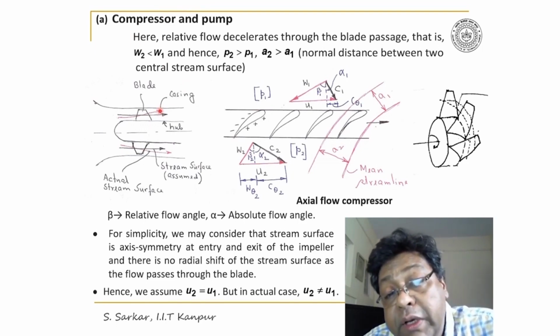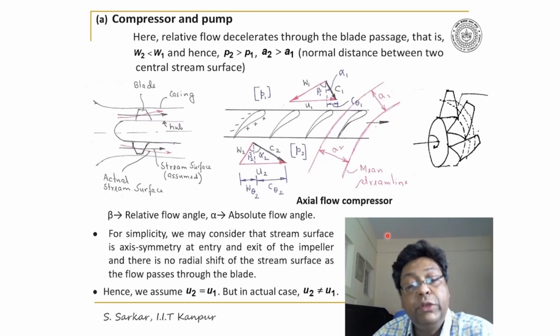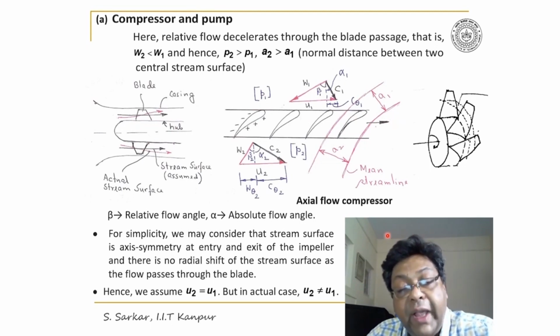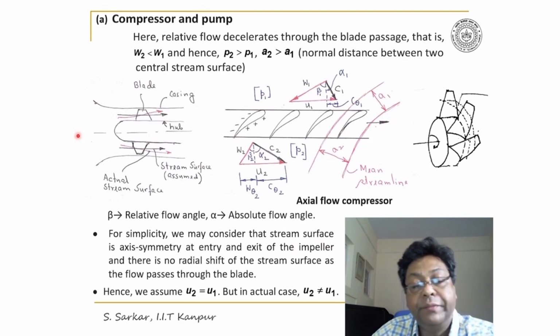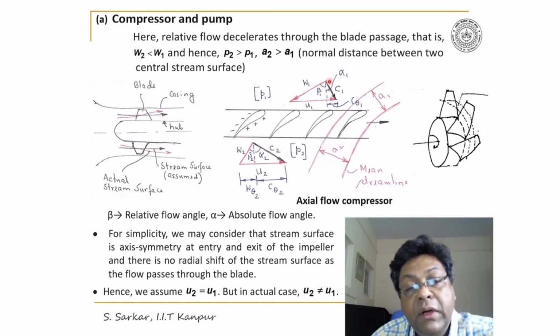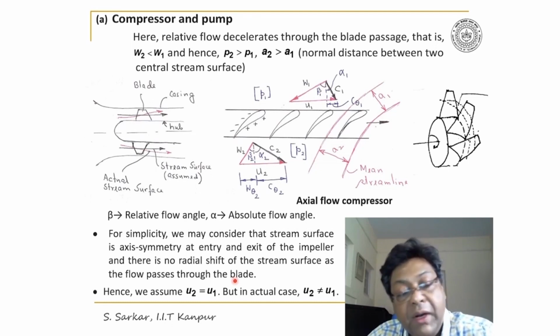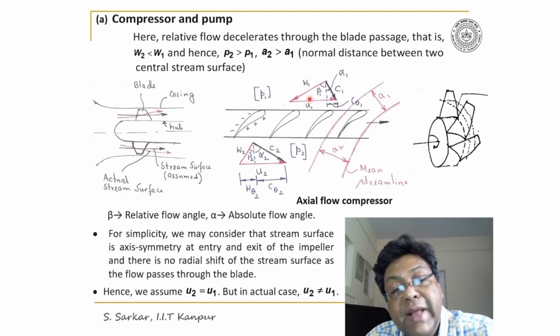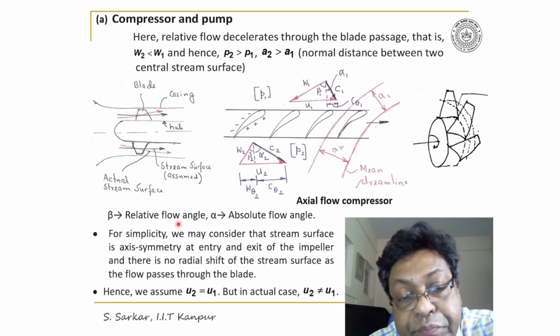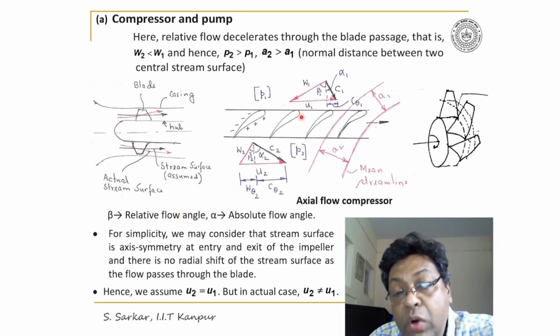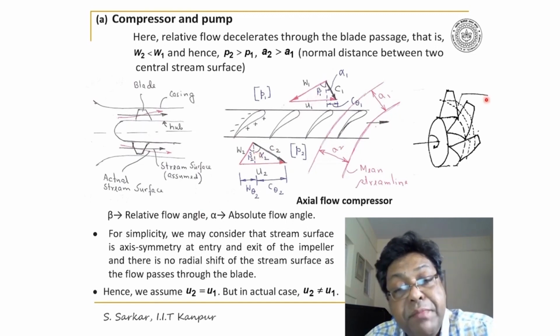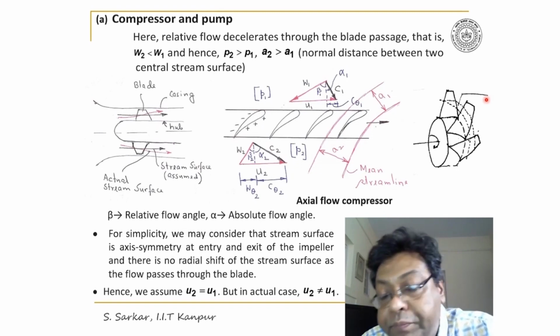And now the direction of rotation is such that it tells you that you will have to supply energy from the outside, being a compressor. Further, as it is a compressor, inlet flow has to decelerate as it passes through the impeller. So W2 is less than W1, and hence P2 will be greater than P1. And please note that here beta 2 will be less than beta 1 because of turning of the flow.